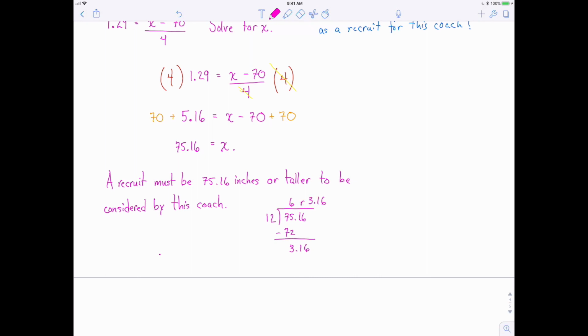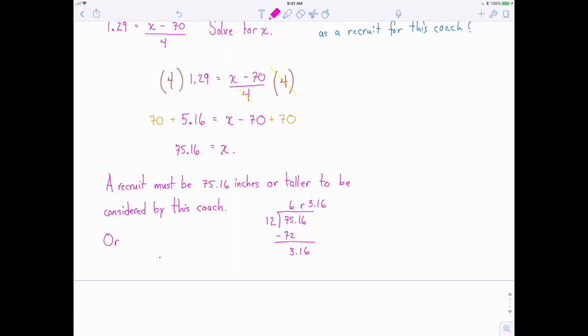And so what we can say is 75.16 inches, or 6 feet 3.16 inches or taller.